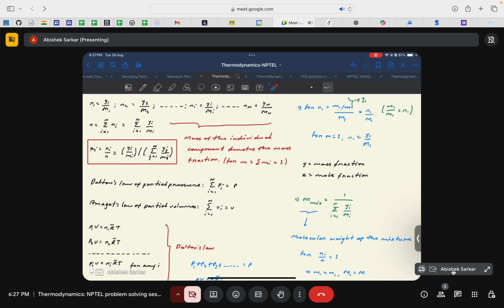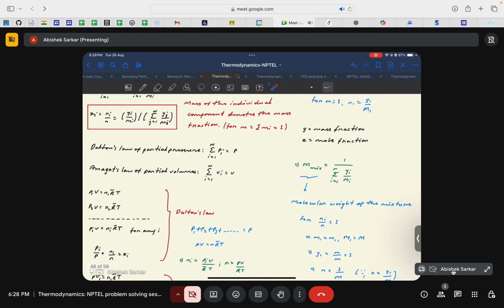One of the important identities that one obtains from this relation is that the molecular weight of the mixture is given by the ratio 1 by the summation of Yi by capital Mi, where the summation varies from 1 to n. It's a very important equation that we will be using thoroughly, because it gives us a very convenient way to find the molecular weight of the mixture in terms of the mass fraction Yi, because that is something that can be easily evaluated if the mass of the individual gases is given, and the molecular weight of the individual gases.